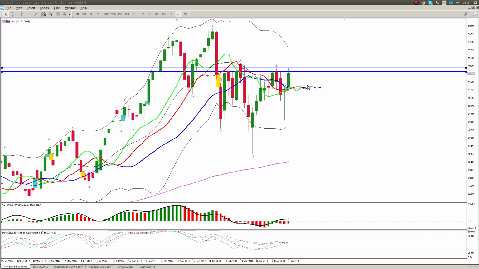That is the only area that I was concerned about on the weekly. We need to break through here in order for us to validate this cup and handle pattern that's in play. So let's just get down to the daily.